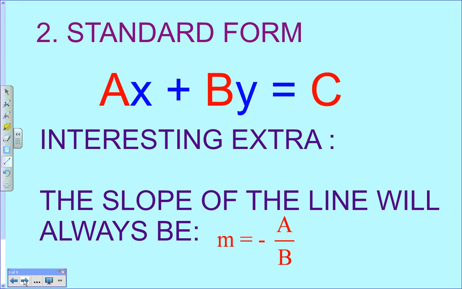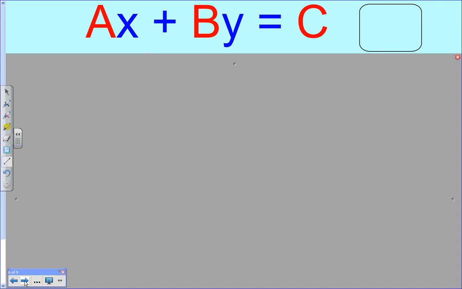Standard form, ax plus by equals c. Again, a, b, and c are typically integers when you write an equation in standard form, but they don't always have to be integers to utilize this graphing technique. But it does have to be ax plus by equals c. Now, this isn't something we use in graphing, but it's something good to add to your toolbox. The slope, when you're in standard form, will always be the opposite of a over b. That's just a little extra, might help you later down the line.